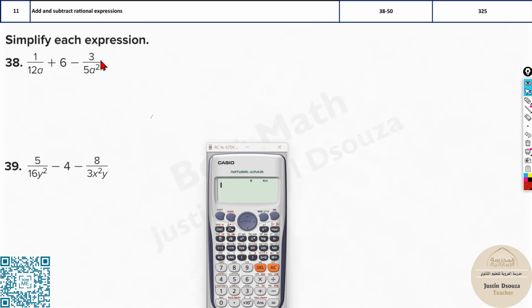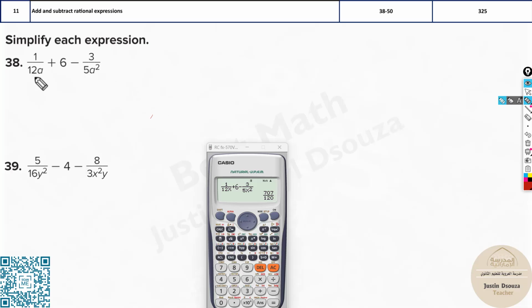We have two types of problem. One will be single variable, one more will have two variables. For the single variable problem, all you need to do is type it out as it is. So 12x plus over here 6 minus 3 divided by 5a squared. That is x squared. This is because only one variable is there. You just type it out and then calculate at any value. I will just go with 2. You can see the answer is 707.